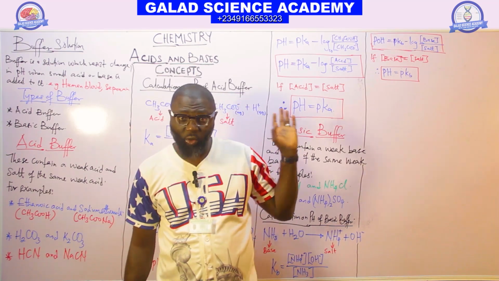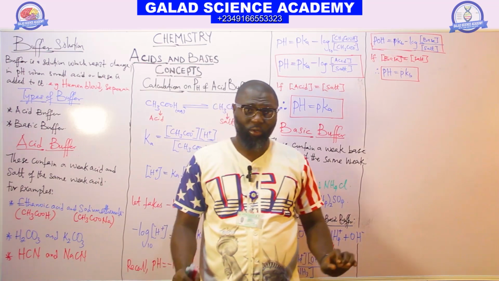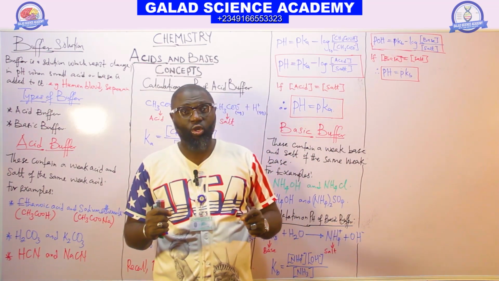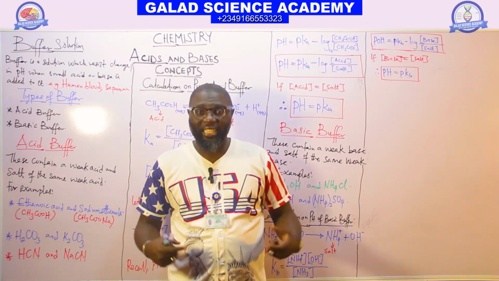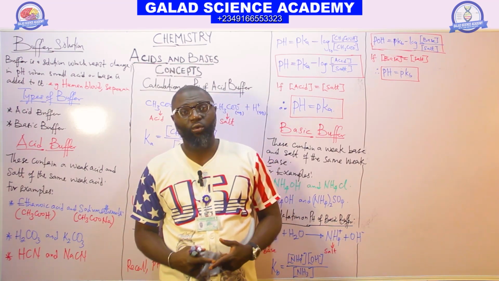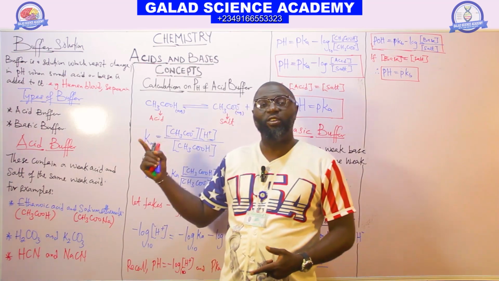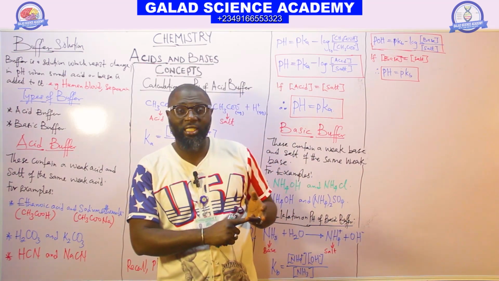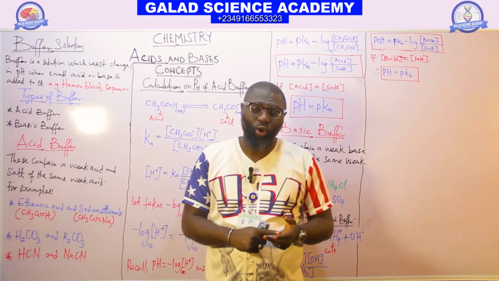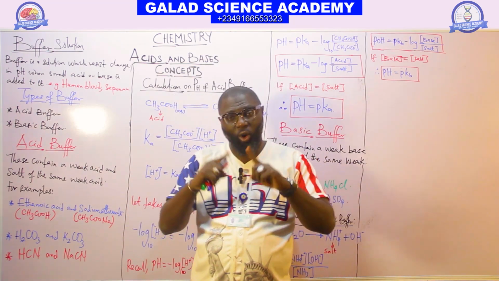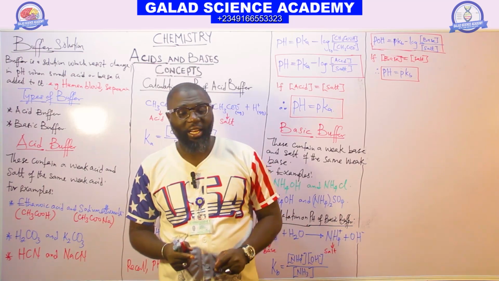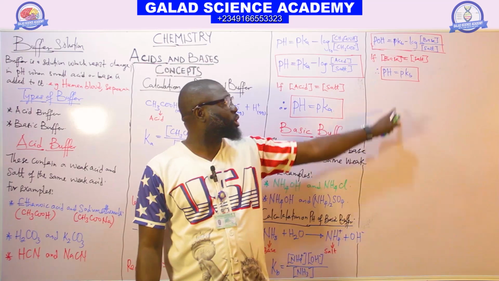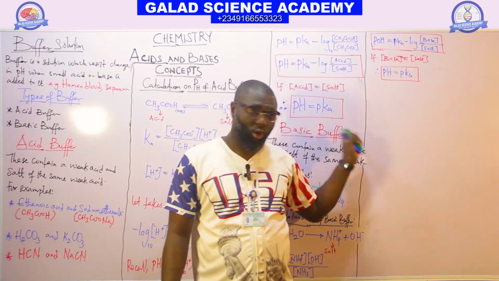So the common example of the buffer solution we have is human blood. No matter the drug you use or the food you eat, they cannot change the pH of the blood. So the blood has the power to resist change in pH and color when a small acid or base is being added to it. That is all about buffer solution.